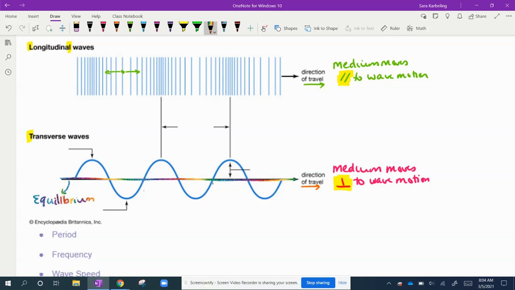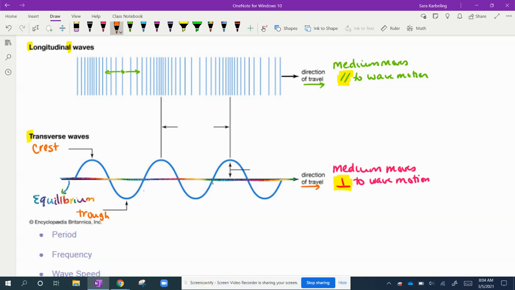When the wave displaces that medium, it displaces it above and below the equilibrium point, and those two points have names. The one above is called a crest, and the one below is called a trough, T-R-O-U-G-H. Now, we don't really need you to be able to distinguish between crests and troughs because it depends on which way the wave is oriented, but I just want you to be familiar with those terms.